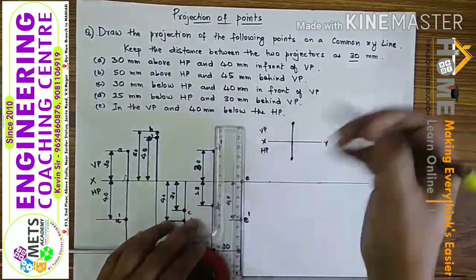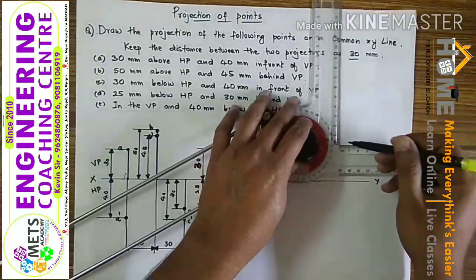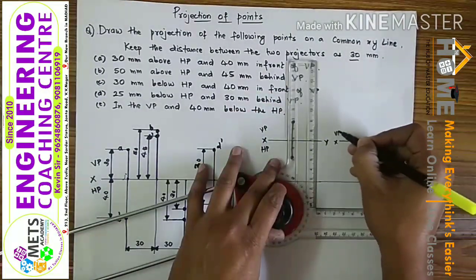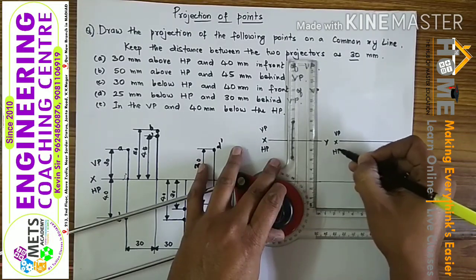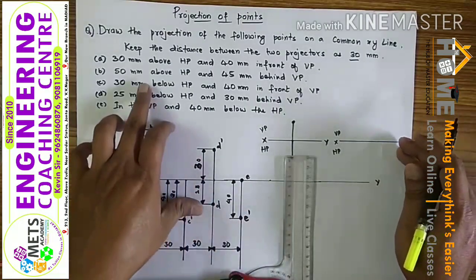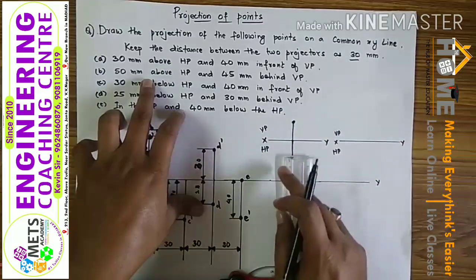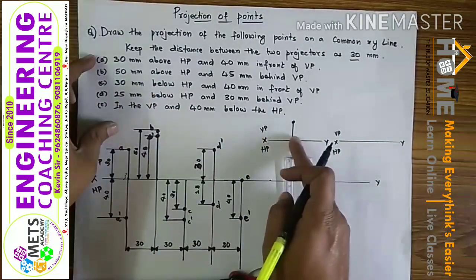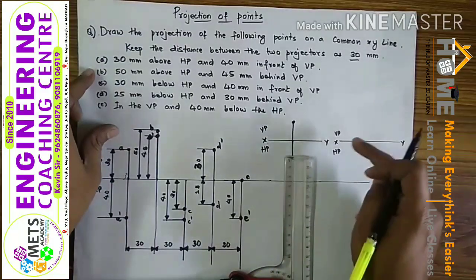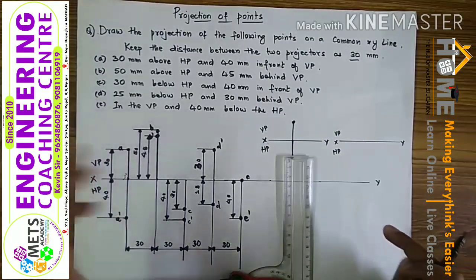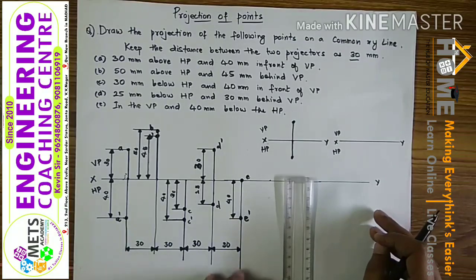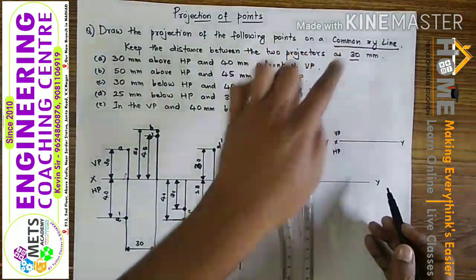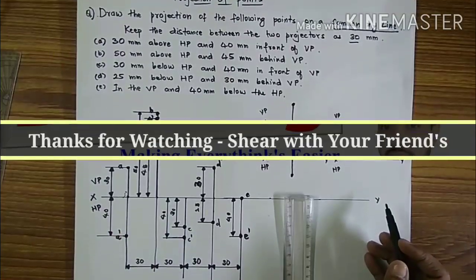Then for the B point, you have to take one more XY line, VP HP. It means we don't have to do it on a common XY line; this is not common, this is a different line. For A you take a different XY line, for B a different XY line, and likewise for C, D, all points. Like that you have to do if he does not say a common XY line. Okay, for the common XY line, this solution is done. Okay, thank you.